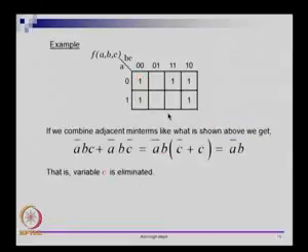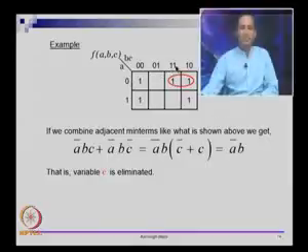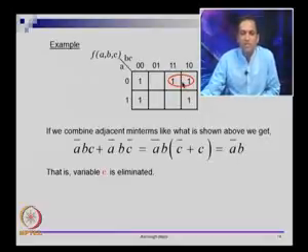Let us do this one more time. Let us look at these two ones which are adjacent to each other. If I group them together, this term corresponds to A bar, B, C, and this term corresponds to A bar, B, C bar. So we have that as an expression here. A bar B is common, so you can take it out, and these two ones correspond to A bar B.